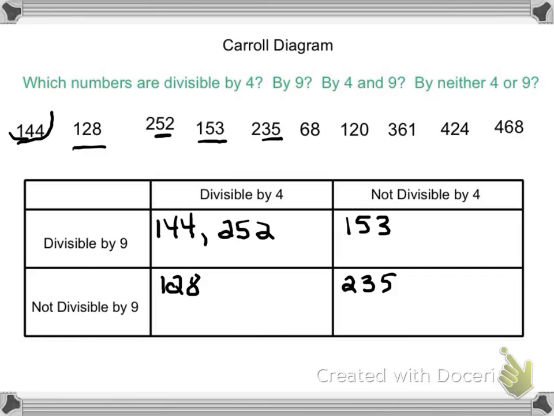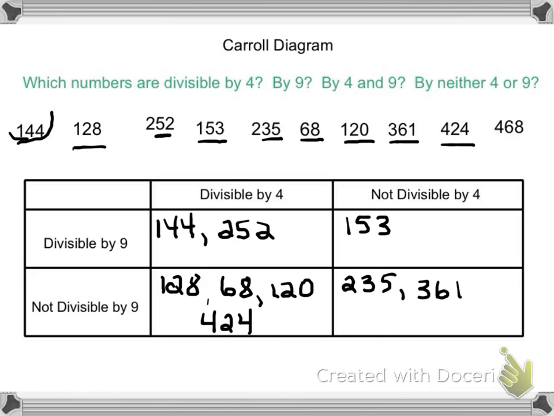If we continue the pattern, we should notice that 68 is divisible by 4, but not by 9, so it would go down in this rectangle. 120 is divisible by 4, but not by 9, so it goes down here. 361 is not divisible by either of them, so that goes in the corner over there. 424 is divisible by 4, but not by 9.